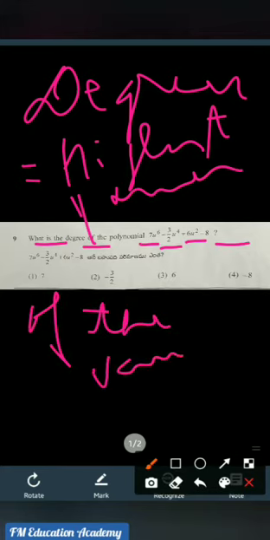The question is, what is the degree of the polynomial 7u power 6 minus 3 by 2 u power 4 plus 6u square minus 8? We know degree means highest power of the variable. Here the variable is u. What is the highest power of the variable? The highest power of the variable is 6. So here degree is 6. So option 3. Moving on to the next question.